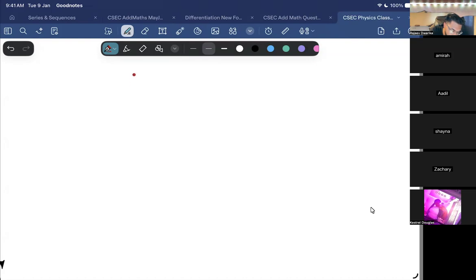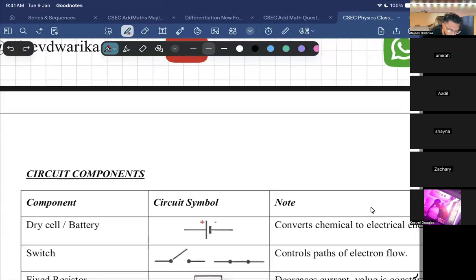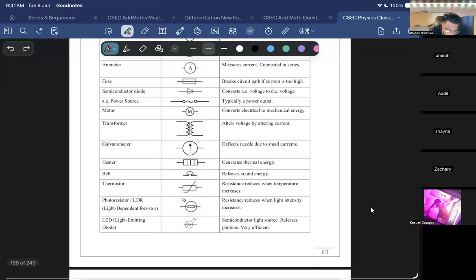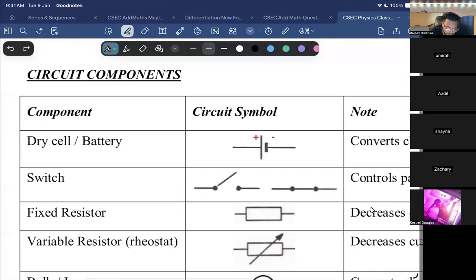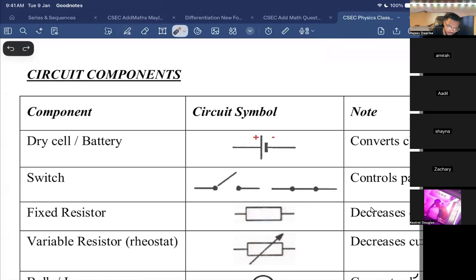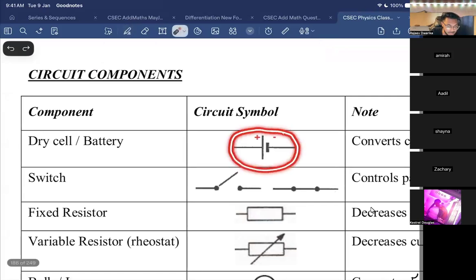Let me introduce you to the symbols. Before we do anything, I should probably introduce you to the symbols. This would save the most time. Can we see this? Does everybody see this? Yeah or no? Yes, sir. All right.